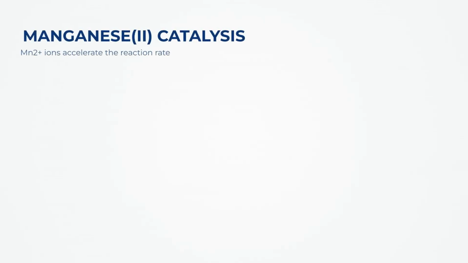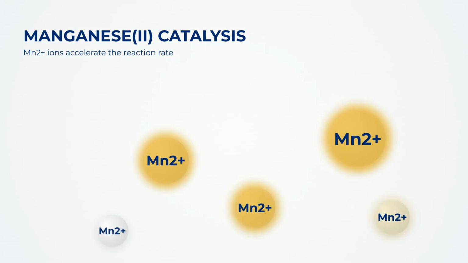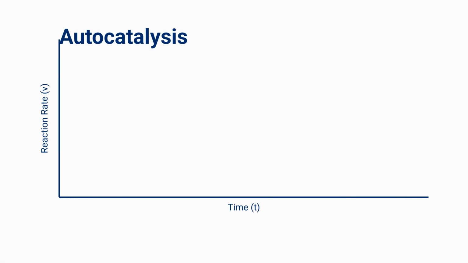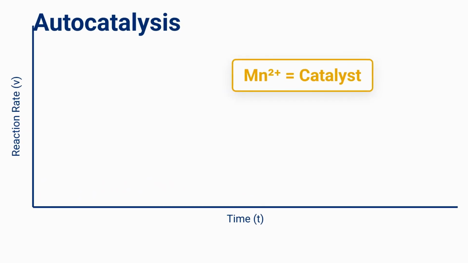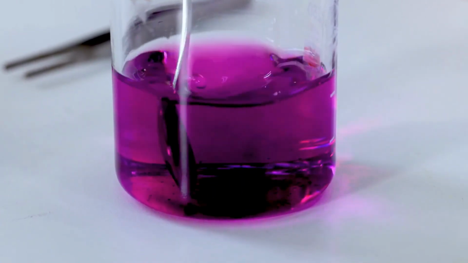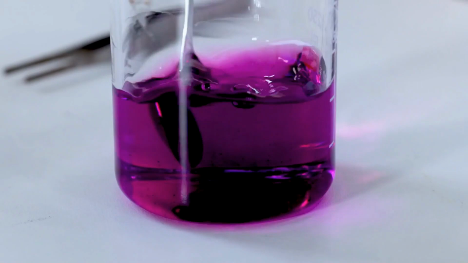As the reaction proceeds, manganese 2 ions are produced. These ions act as a catalyst, increasing the reaction rate. This phenomenon is known as autocatalysis because one of the products of the reaction helps catalyze the reaction itself. As more manganese 2 ions form, the reaction proceeds much more rapidly, making the titration more efficient.